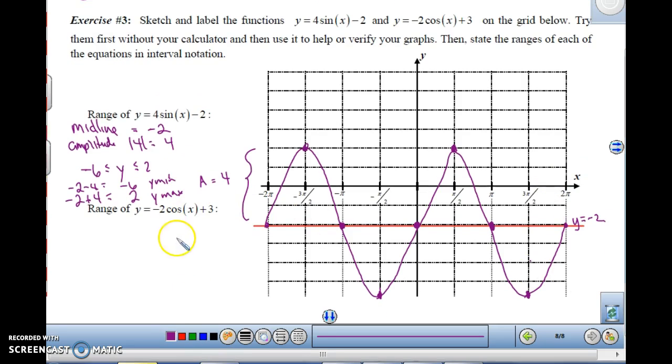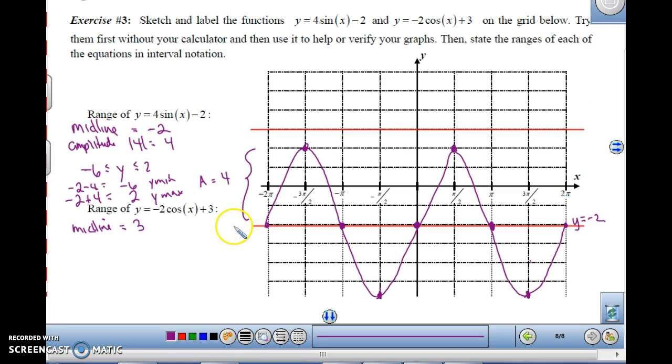Okay. Let's try the second one. Y equals -2 cosine x plus 3. All right, so first of all, what is your midline going to be for this? Well, your midline is going to be at 3. Okay, so let me draw in my horizontal line at 3. 1, 2, 3. There's my midline.